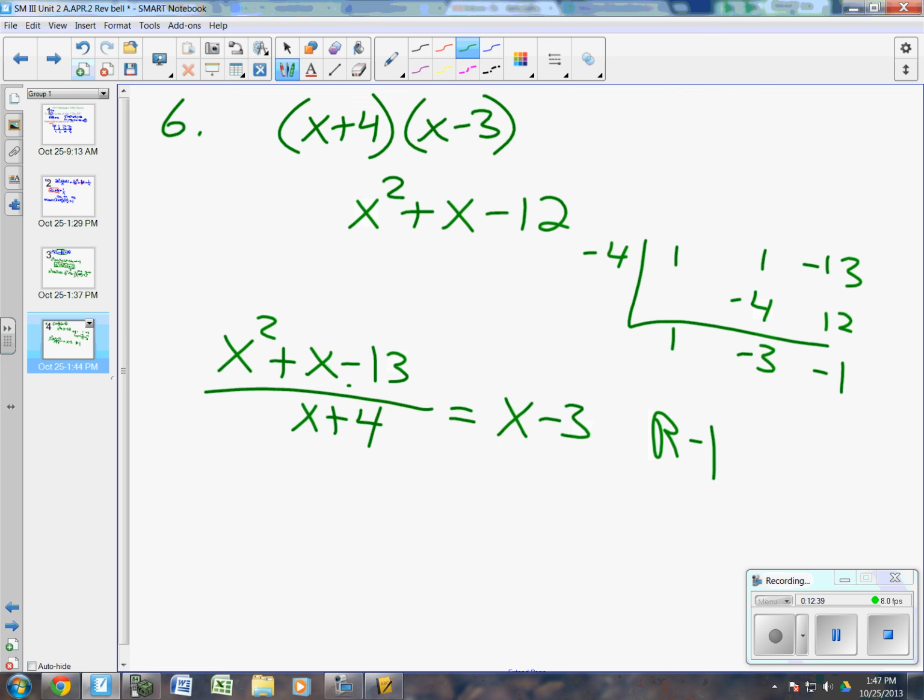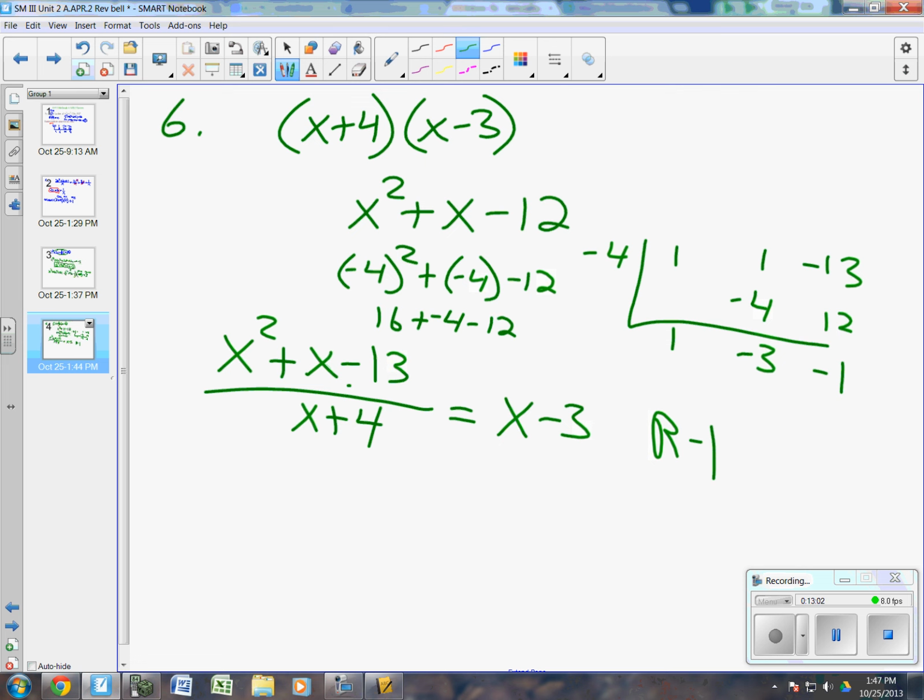Remainder of 2. What are you talking about? Yeah. You can do synthetic division, or you can do the remainder theorem. I could have done this, you guys. I could have put negative 4 in right here, and that's going to be 16 plus negative 4 minus 12.